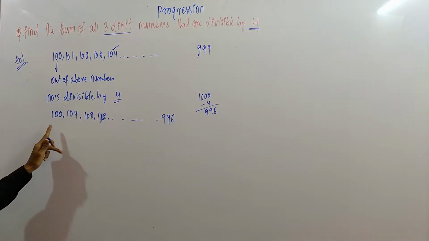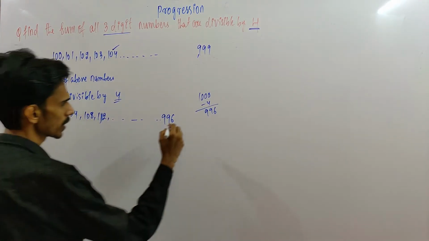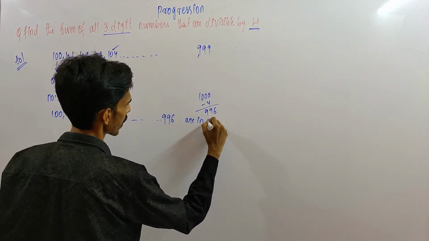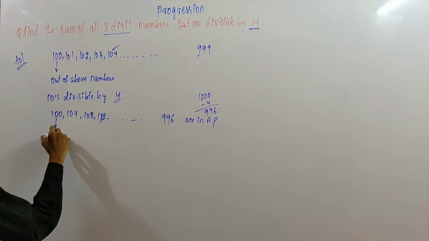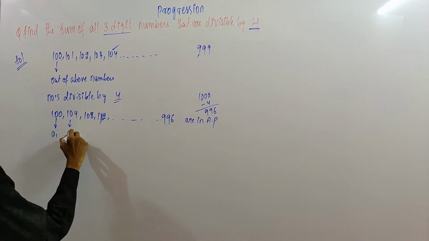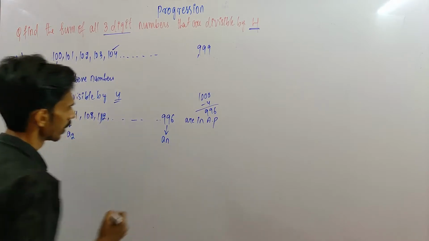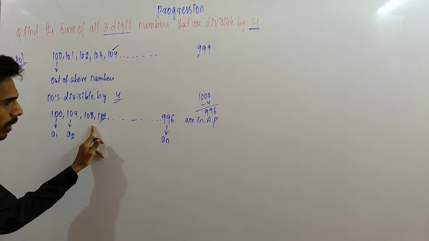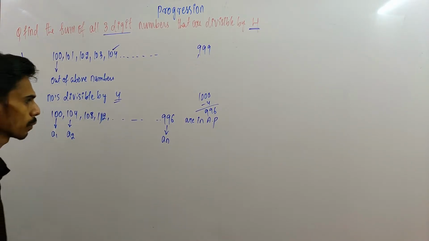Okay, we got the numbers that are divisible by 4. If we observe, this sequence is in AP, arithmetic progression. The first number is denoted with A1, the second with A2, and so on. The last number is denoted with AN. We actually don't know the number of terms in this sequence. We have to know how many terms there are in this sequence.